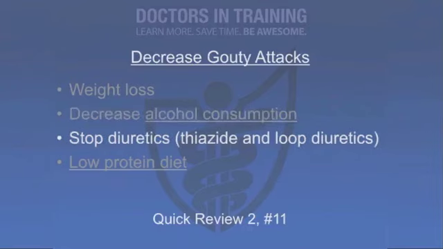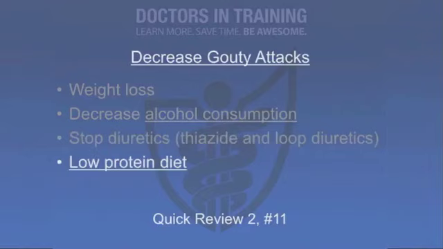Diuretics are an important thing to remember. You might get a question on that, especially thiazide and loop diuretics. You hear it a little bit more with thiazide diuretics, but loops can do it as well. And then low protein diet, so decreasing the amount of red meats that you're eating. Seems to be okay if you're eating more dairy based proteins, but red meats tend to increase your uric acid as well. All right, so that's going to conclude our quick review number 2.